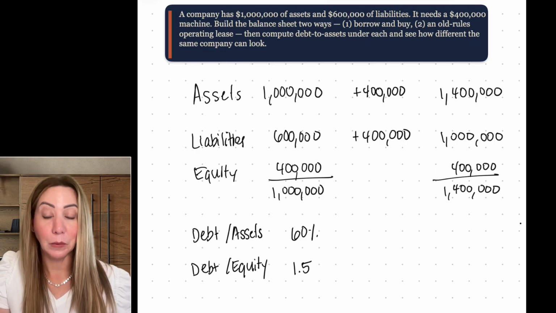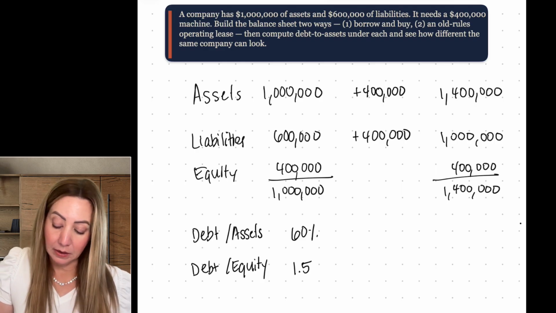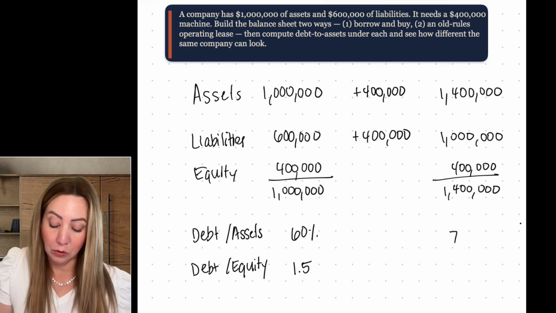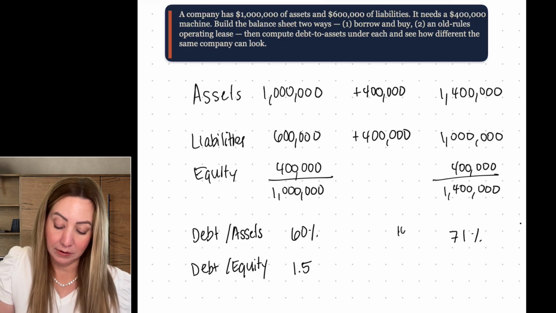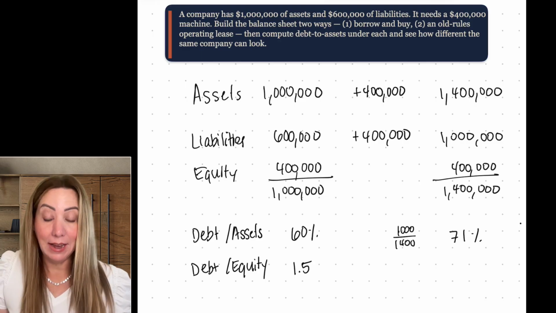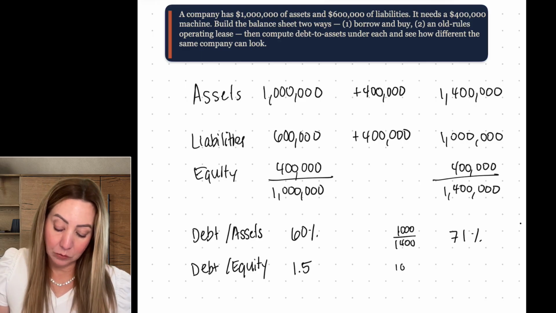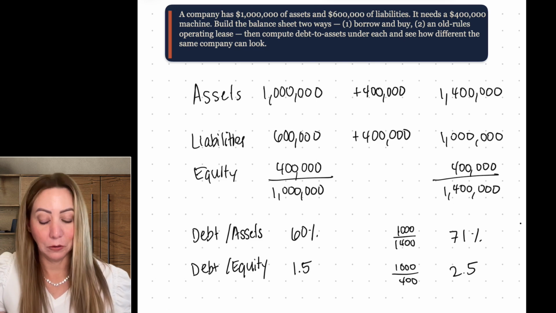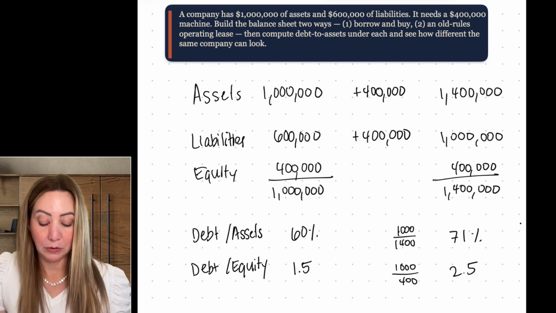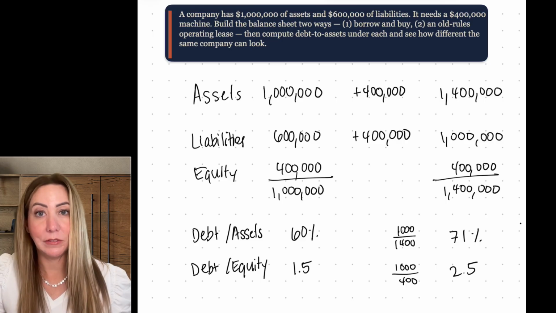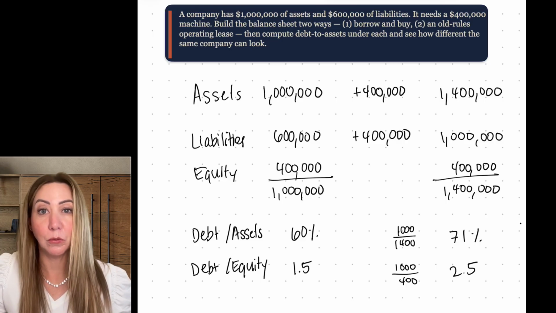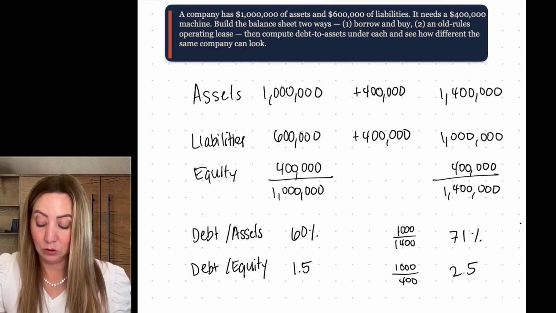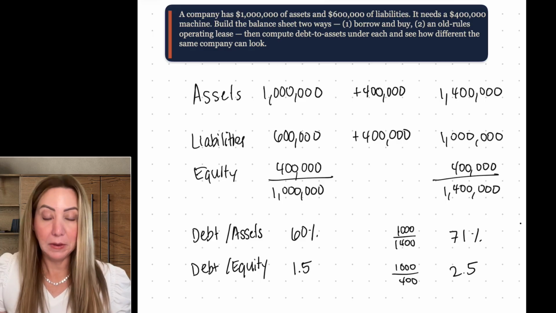So looking at the ratios again, debt to assets here becomes the 1 million divided by 1.4. So it becomes 71%, right? And debt to equity becomes the 1 million divided by 400,000. So we get 2.5. So those are pretty big increases. We go from 60% to 71% in debt to assets, and 1.5 to 2.5, which is a really traditional measure of risk, has almost doubled. So that's a big deal.